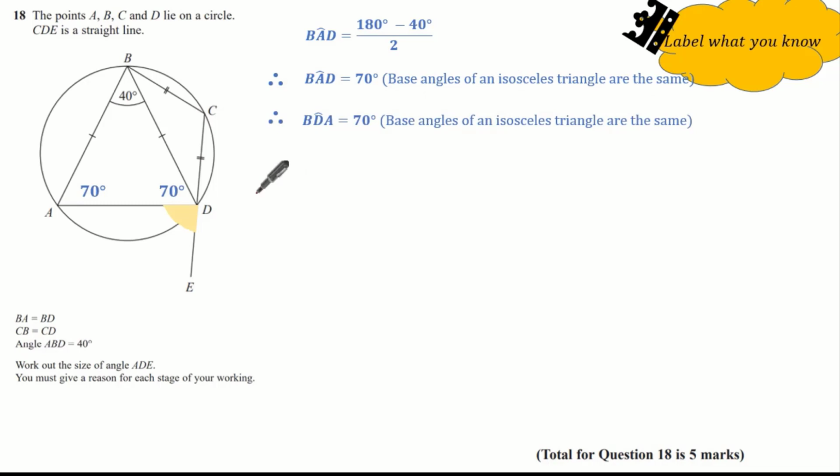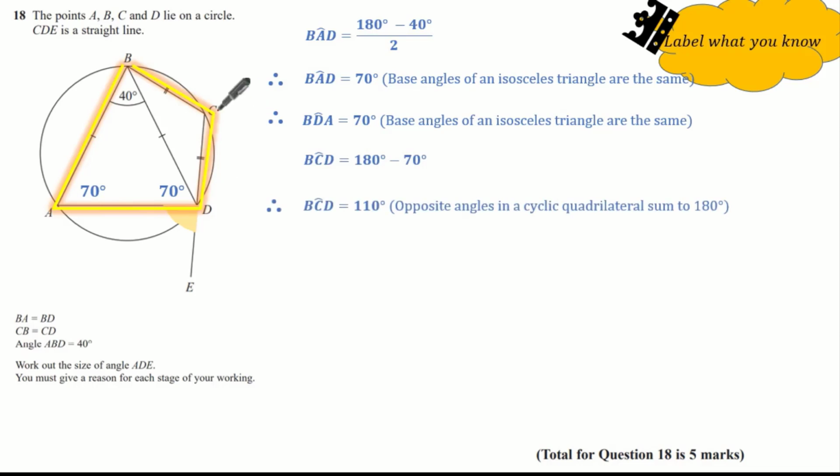Now we know these base angles, you may have also spotted we have to use circle theorems in this question. So hopefully you could have spotted that cyclic quadrilateral. Now we know angle BAD is 70 degrees. We can work out angle BCD because we know the opposite angles in a cyclic quadrilateral sum to 180 degrees. So 180 subtract our 70 degrees gives me angle BCD to be 110 degrees.